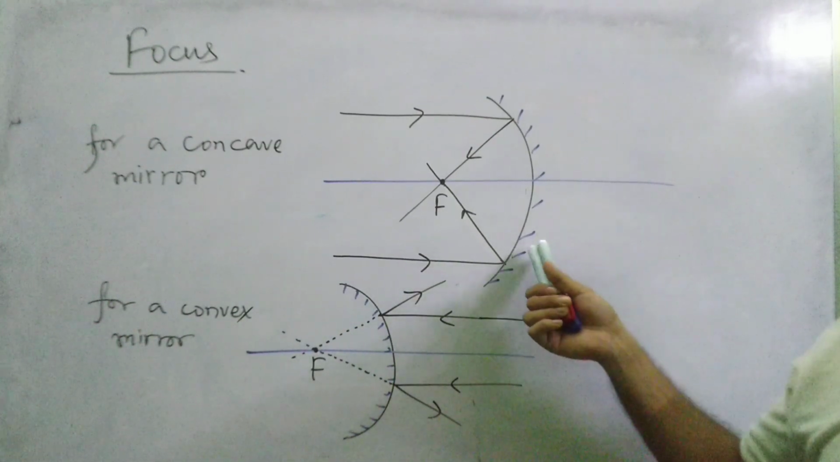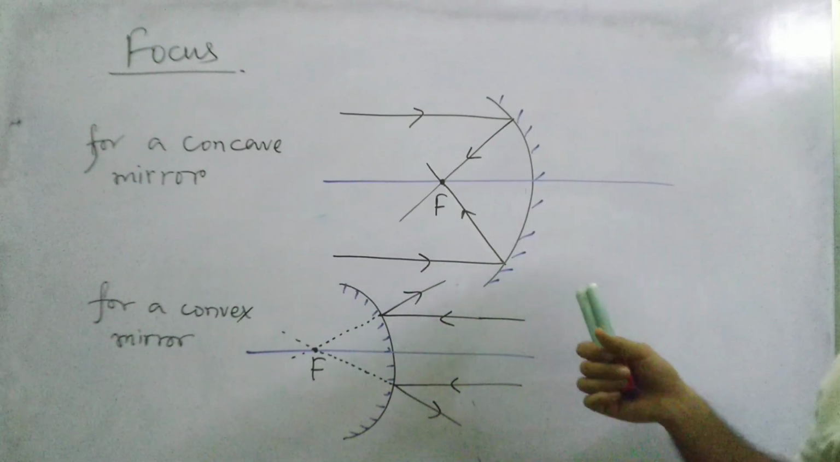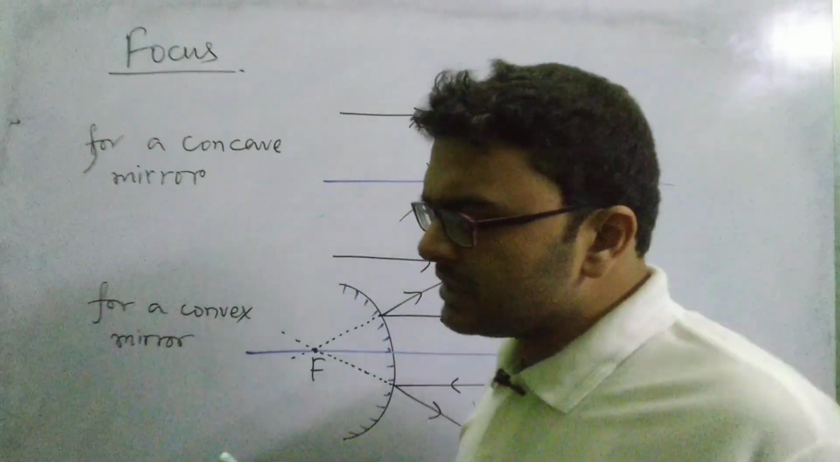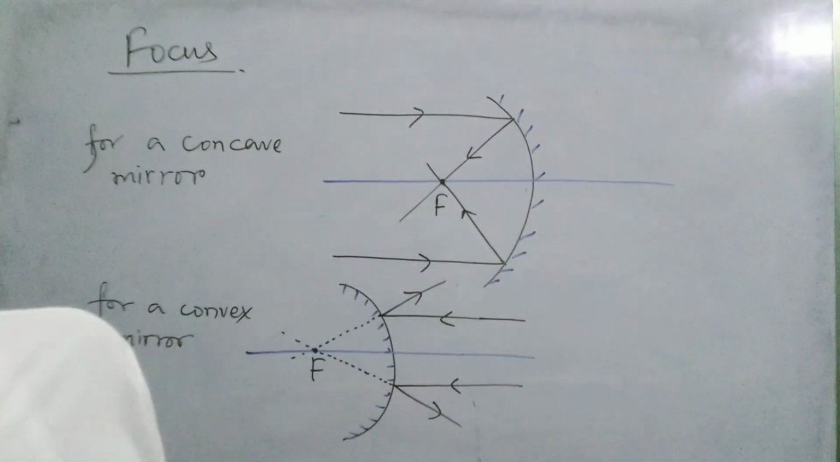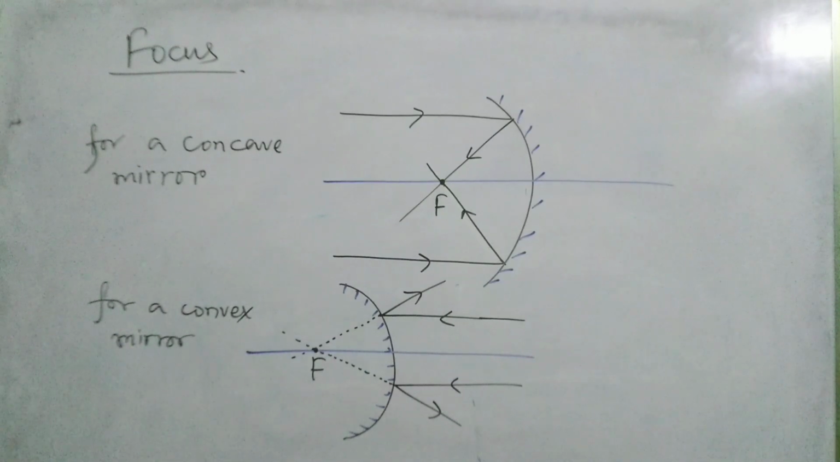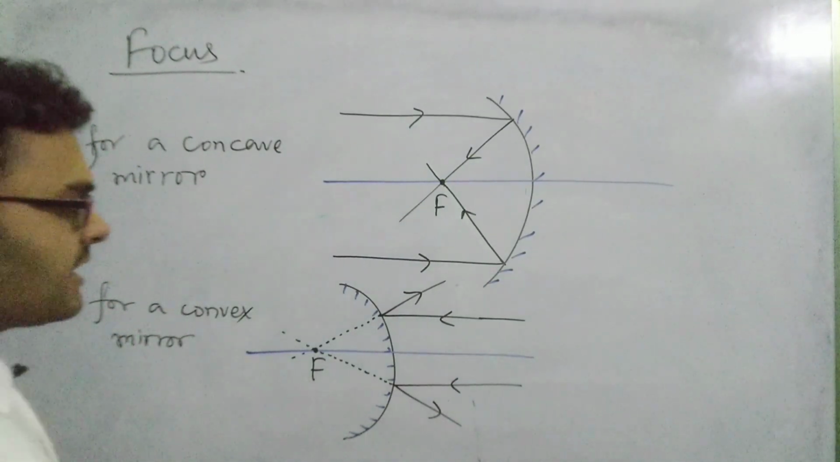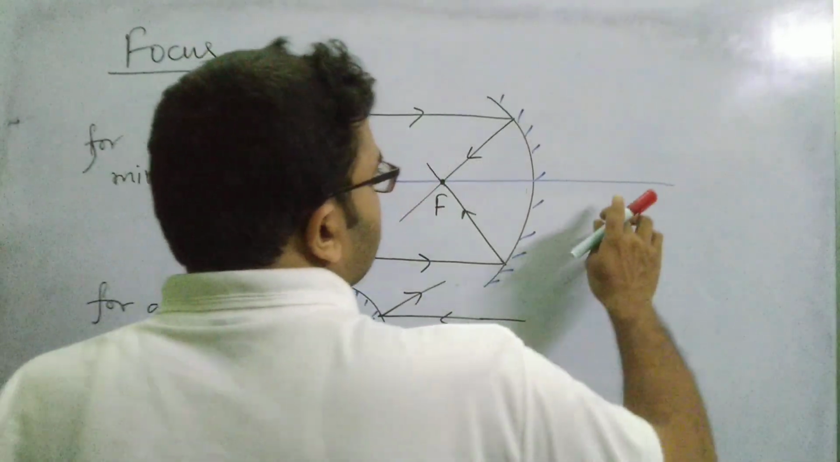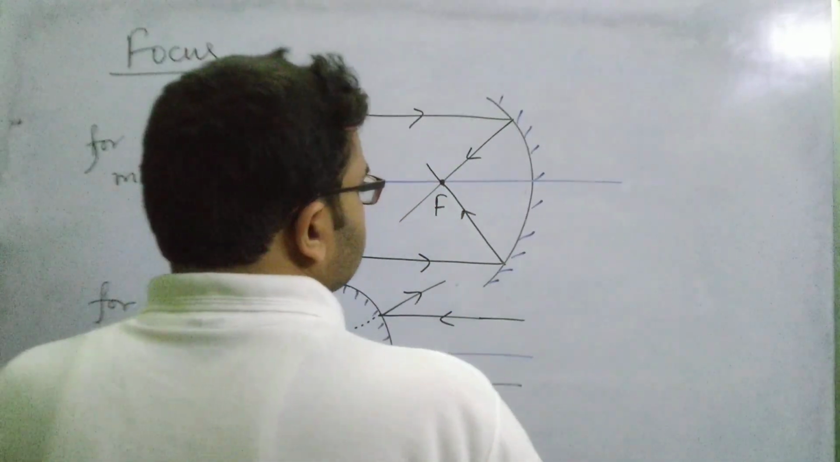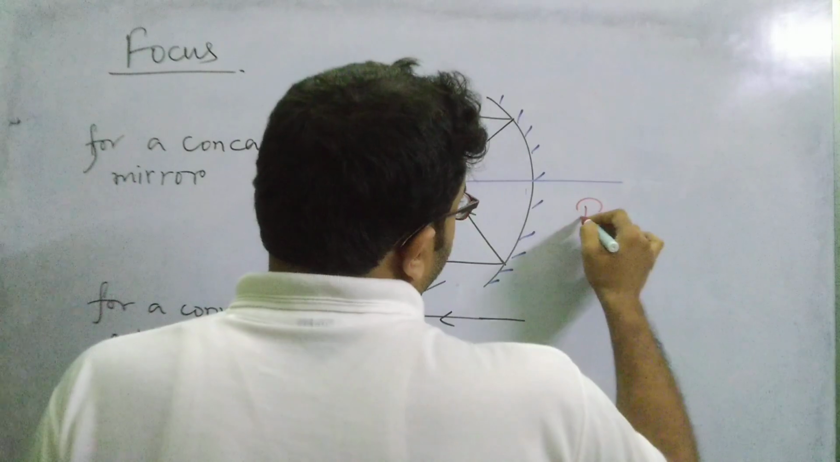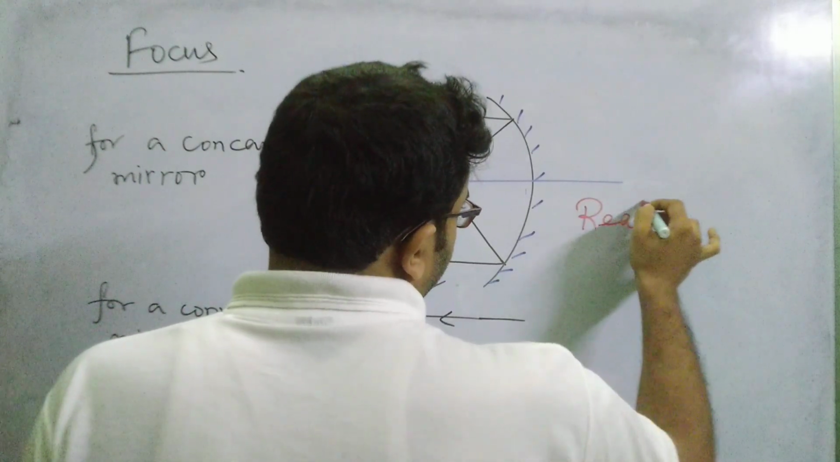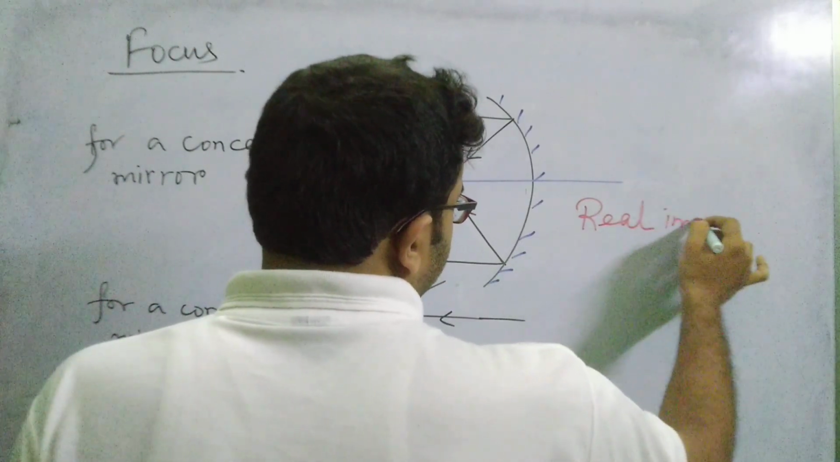As you can see, for a concave mirror, although the image is reduced to a point, the image is formed by the actual intersection of the reflected light rays. So this kind of image, where the reflected light rays actually intersect to form an image, is called a real image. Okay, real image.